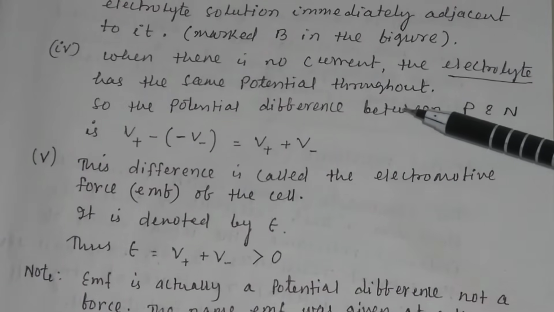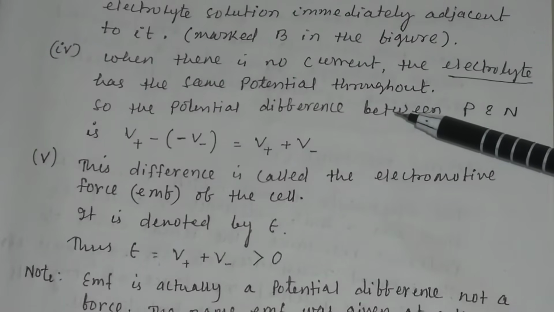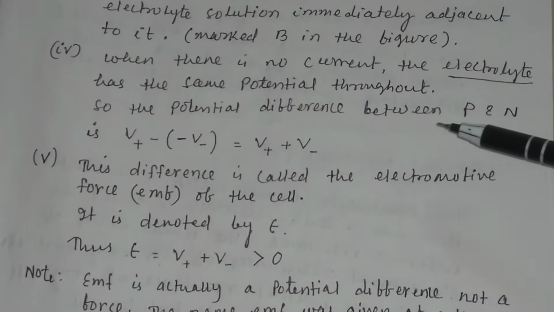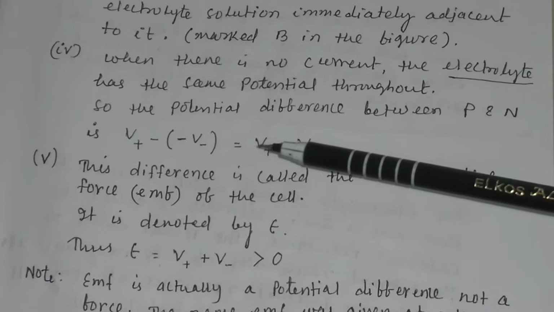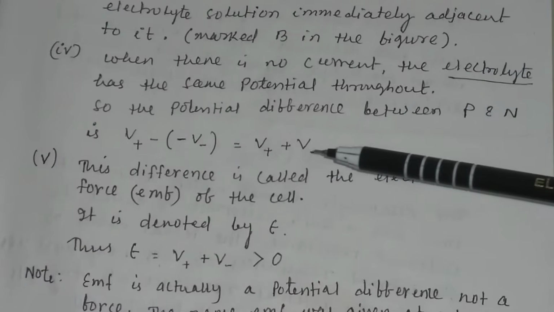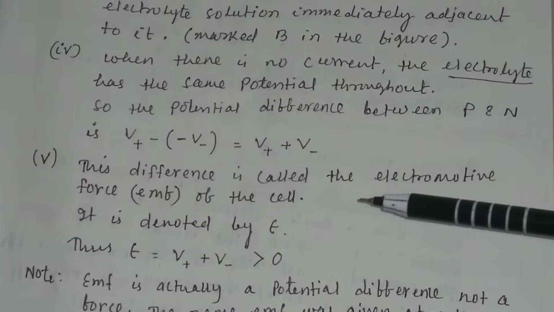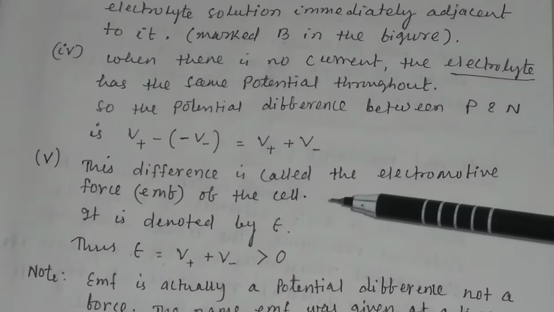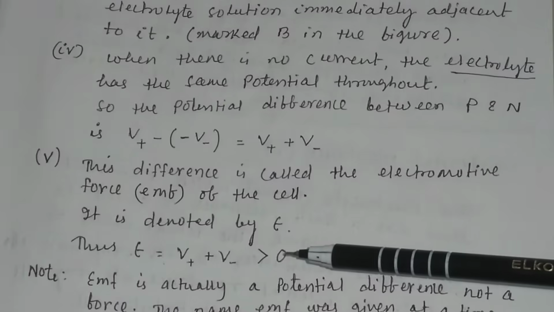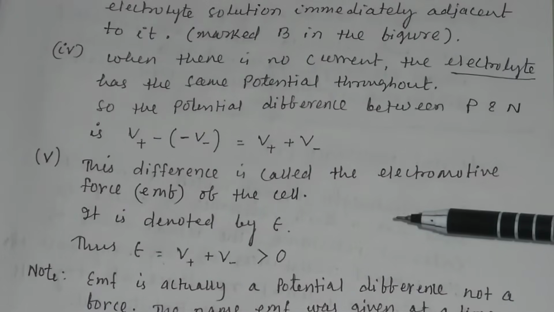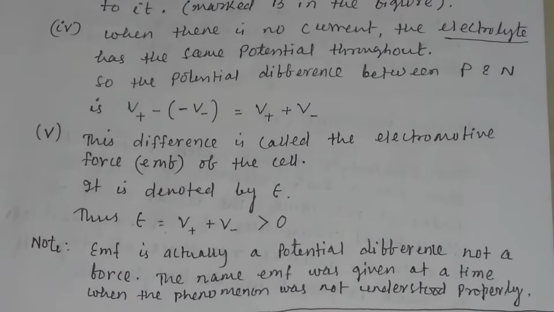And when there is no current, the electrolyte has the same potential throughout. So the potential difference between P and N is V plus minus (minus V minus), which will be equal to V plus plus V minus. This difference is called the electromotive force of the cell and it is denoted by epsilon. Thus epsilon is equal to V plus plus V minus, which is greater than or equal to 0.